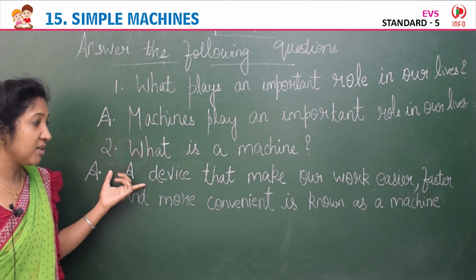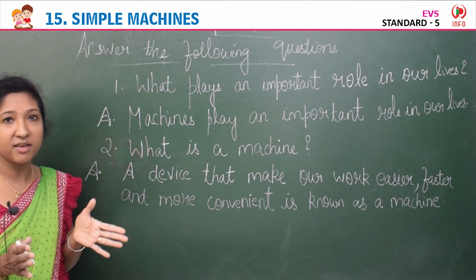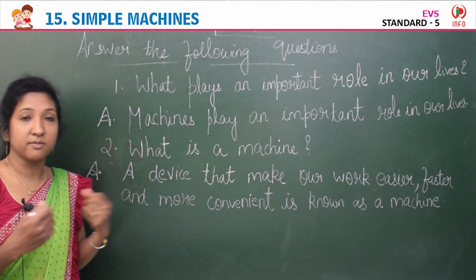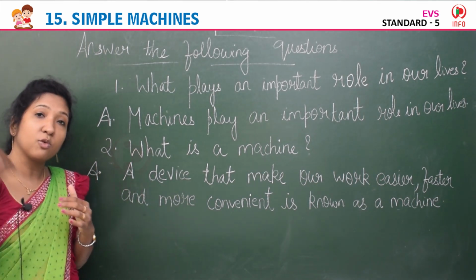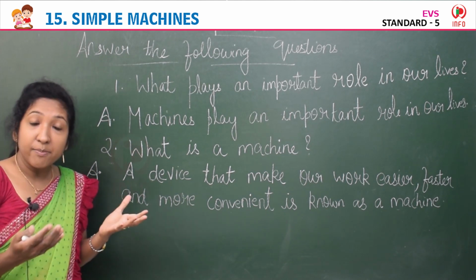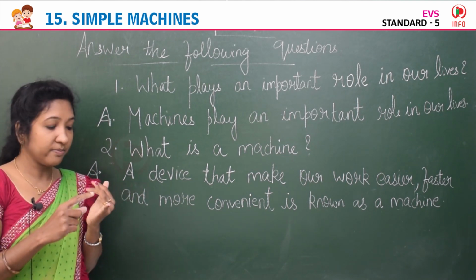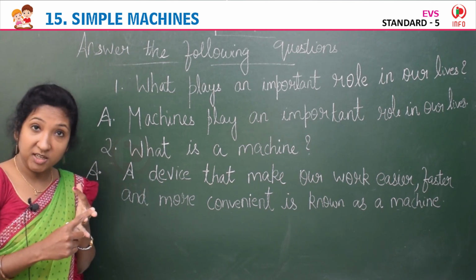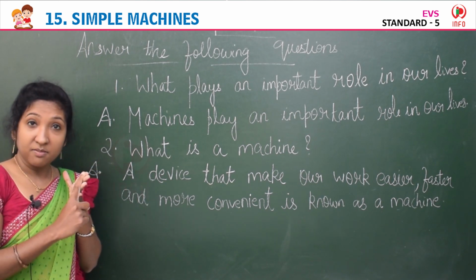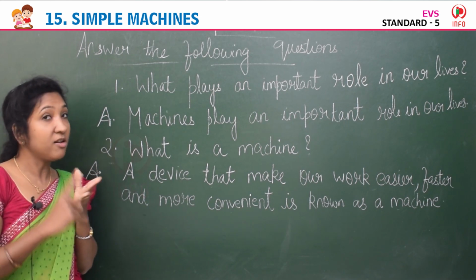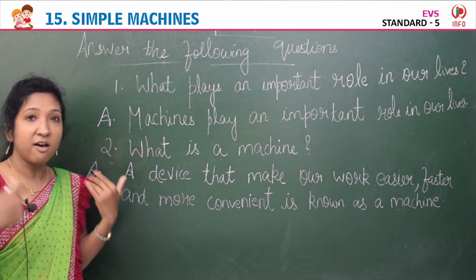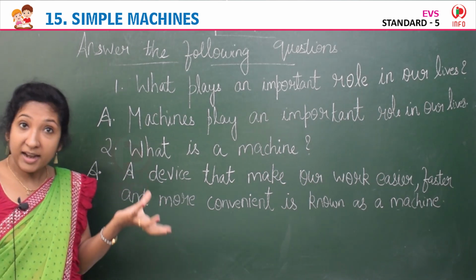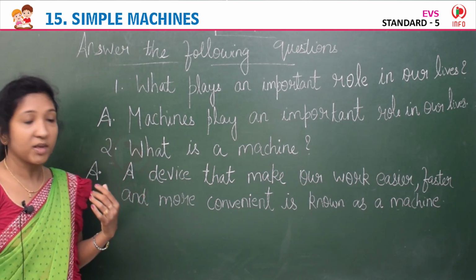Okay, what is a machine? It is a simple device that makes our work easier, faster. We can do every work so easily. For example, in your home, there are fridge, TV, washing machine, mixie grinder, isn't it? These are all simple machines only which make our work, your mother's work so easier, isn't it? So these are real life examples, okay.